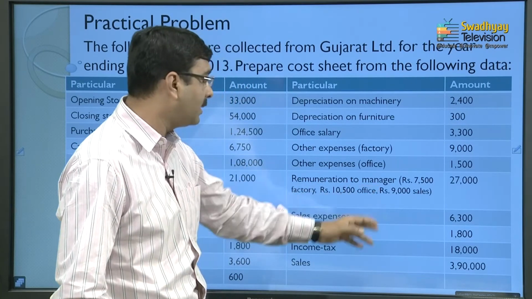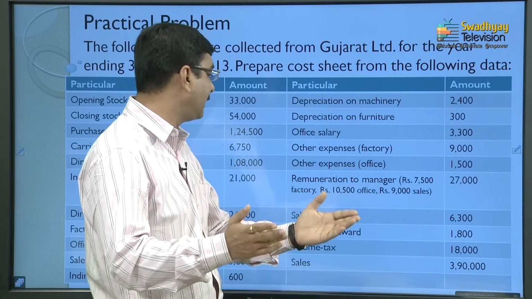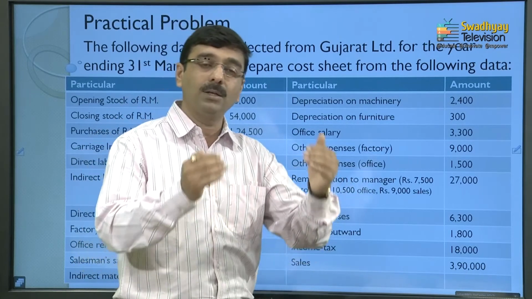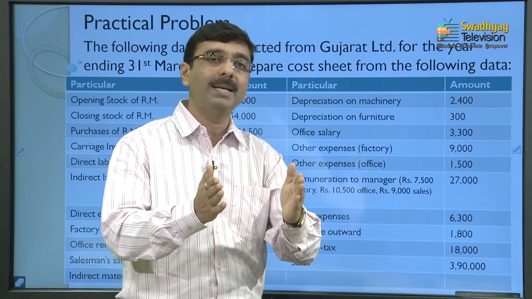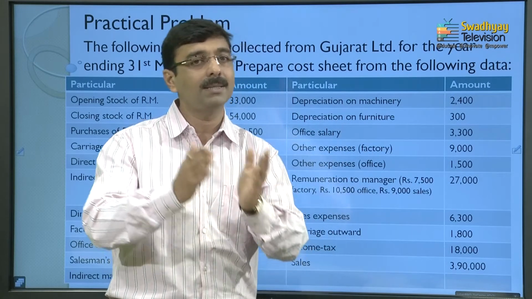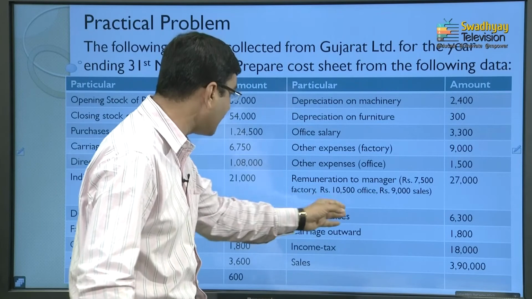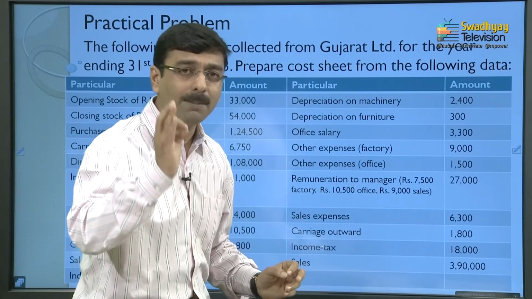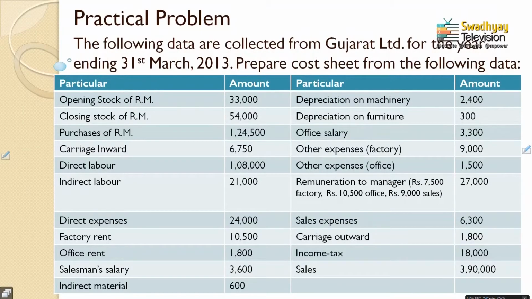Remuneration to the manager, if given separately for factory, for office, and for sales, means it is completely overheads, and would be recorded under all three overheads: the factory expenses, the office expenses, and the selling and distribution expenses, as specifically mentioned. Sales expenses, very clearly, are selling and distribution expenses. Carriage outward, as I already discussed.